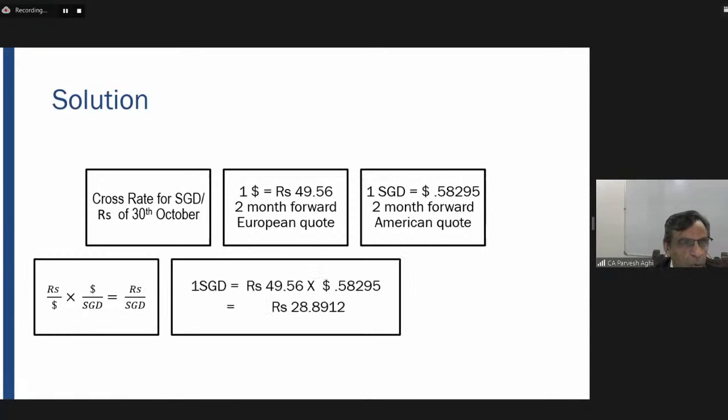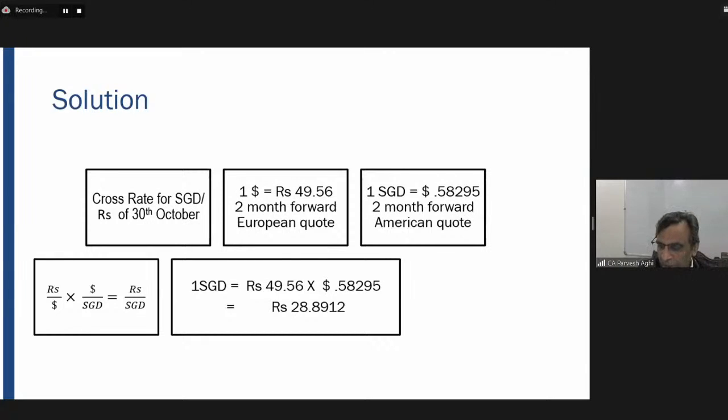So that means 1 Singapore dollar is equal to 49.56 into 0.58295, which will give you an answer of 28.8. So that means 1 Singapore dollar is going to be at 28 rupees 89 paisa and 0.8912 paisa. Okay, so this is the quote he will be getting to book his forward cover.